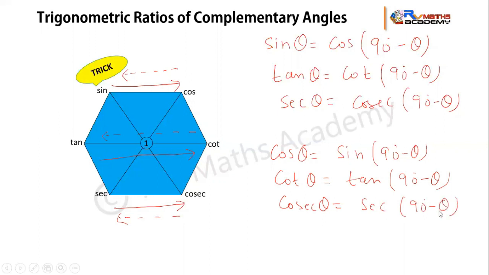So through this super hexagonal trick, we can learn all these formulas. This is the first, this is the second, this is the third, fourth, fifth, and sixth. So in this manner, we can learn the trigonometric ratios of complementary angles. Now this is the relation which I have explained you through a trick. Now how do we derive it?